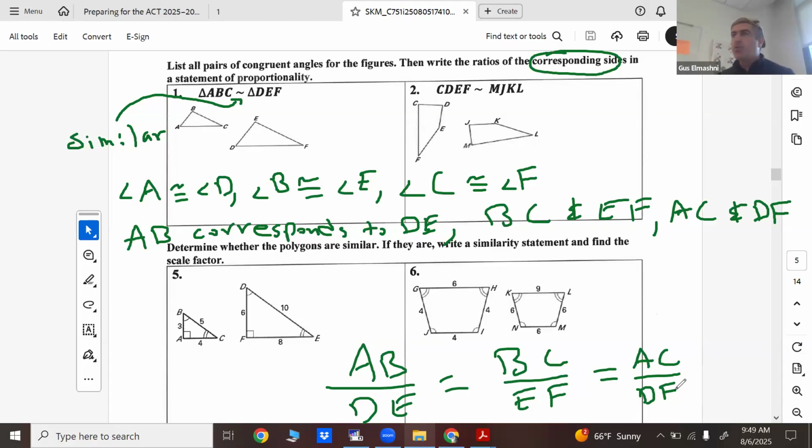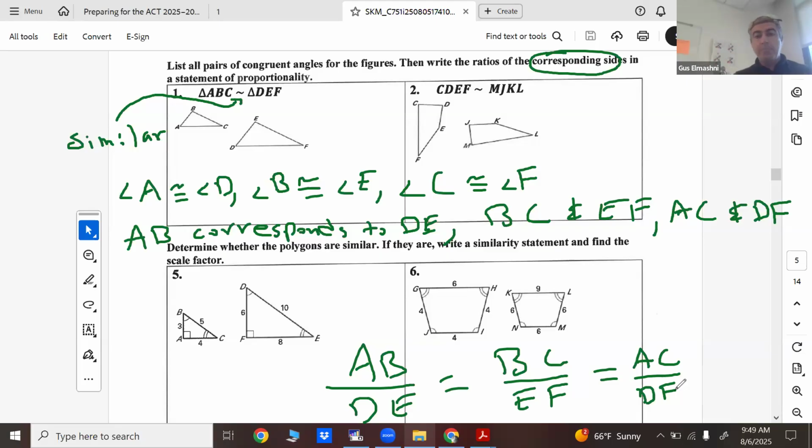Would you agree AB is the shortest side in that first triangle? Would you agree DE is the shortest side in the second triangle? Shortest has to compare, middle has to compare, long has to compare. I would agree AC and DF are the longest sides in those two triangles. I'd agree that BC and EF are the middle sides in those triangles, right? Like has to compare to like. That's what we've got to do. And what drives it? Corresponding angles being congruent.